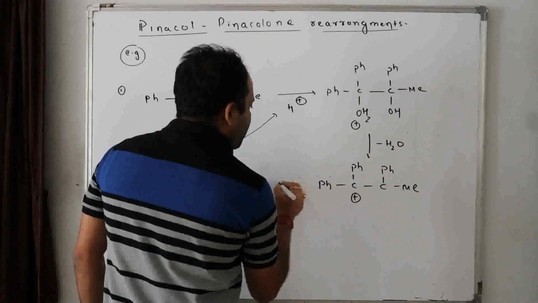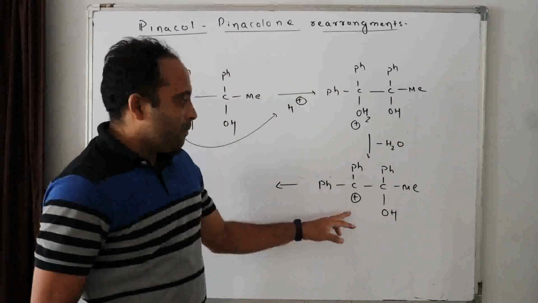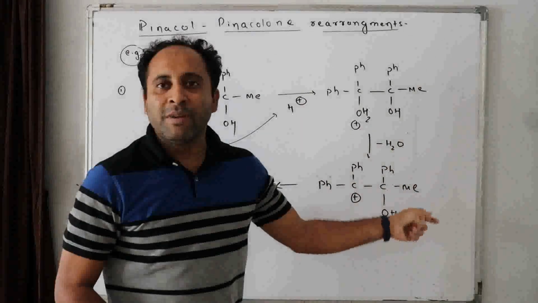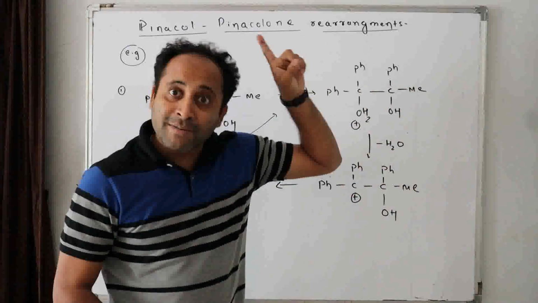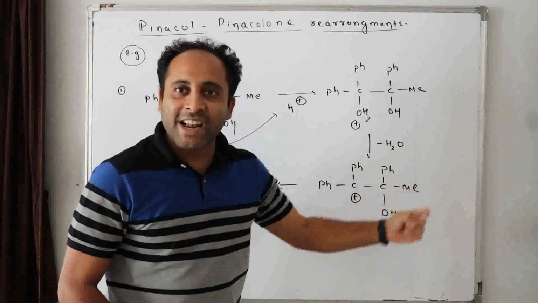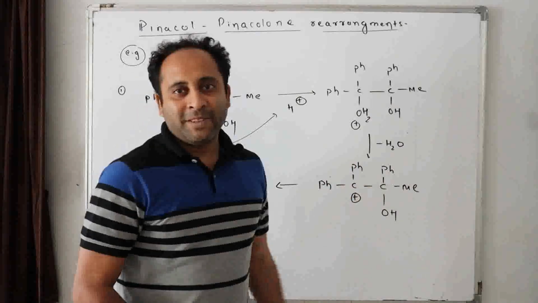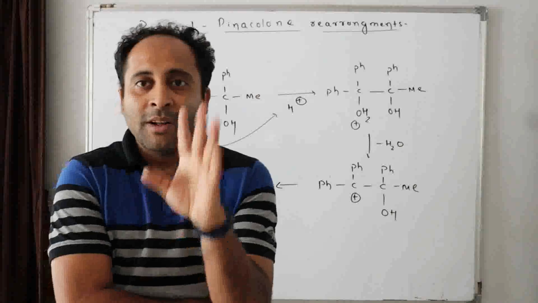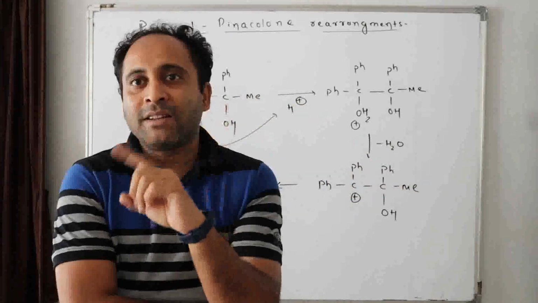Now, tell me, here we have OH. Who will be migrating, phenyl or methyl? I said migratory aptitude is followed. Who will have more migratory aptitude? Phenyl, then comes methyl. First migratory aptitude is hydride, isn't it? Second comes phenyl, then tertiary alkyl, then secondary alkyl, then primary alkyl, then comes methyl. So who will be shifting here? Phenyl, isn't it? I said that when different groups are involved, the shifting occurs in the manner that forms the most stable carbocation.